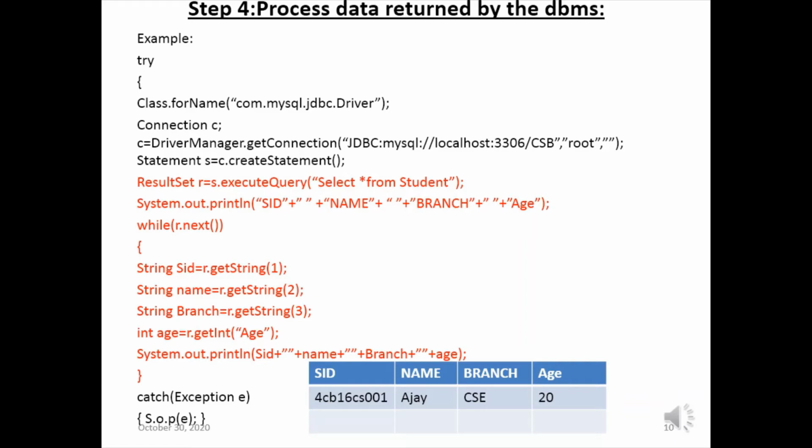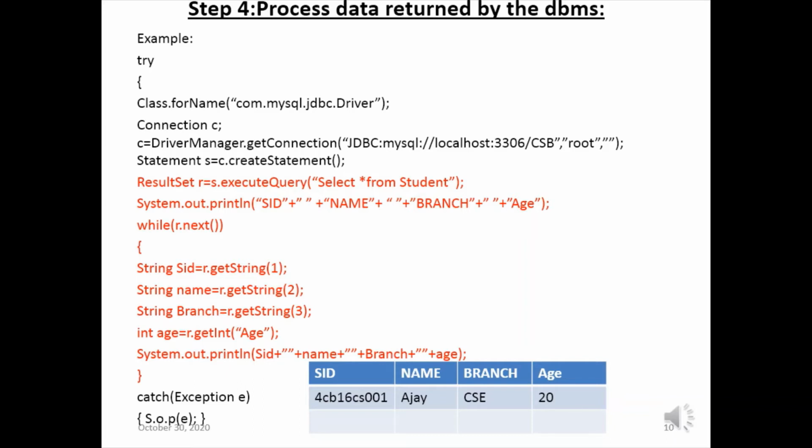Now I want to retrieve the second attribute. The second attribute of the table is name of type varchar. So again x will be replaced by String. So I'm making use of the getString method. The column index is 2, that is name. Its corresponding value is returned to the variable name, that is Ajay.